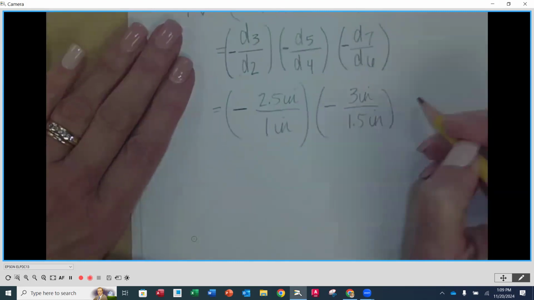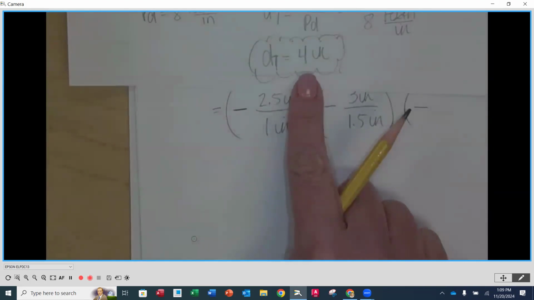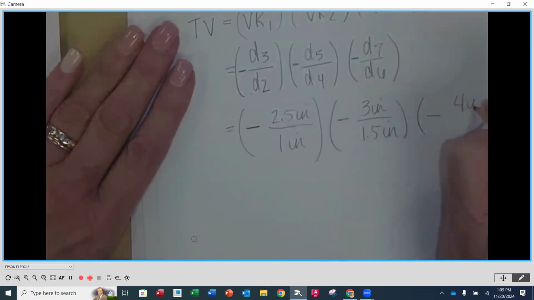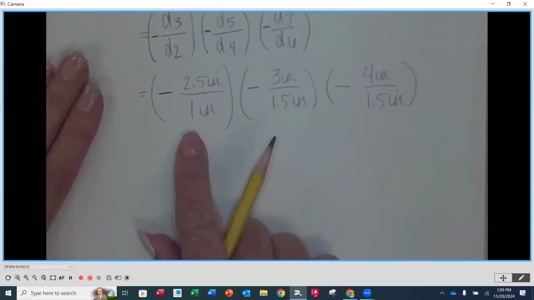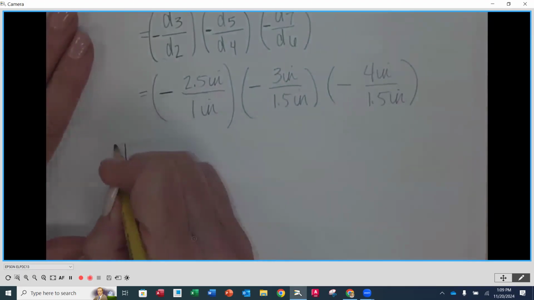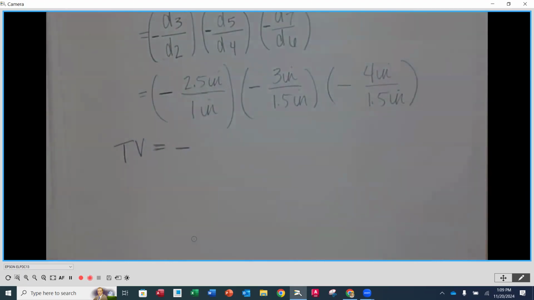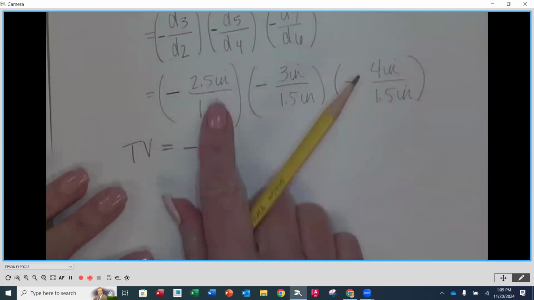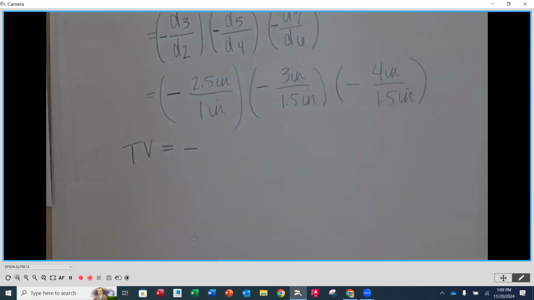And then we have a final negative D7, 4 inches, divided by D6, 1.5. Do the math. I know I'm going to end up with a negative in front of my value, which is exactly what I'm anticipating because I already kind of drew it out that the directions were going in opposite directions. But you're going to multiply this ratio times this ratio times this ratio. And what do you get?